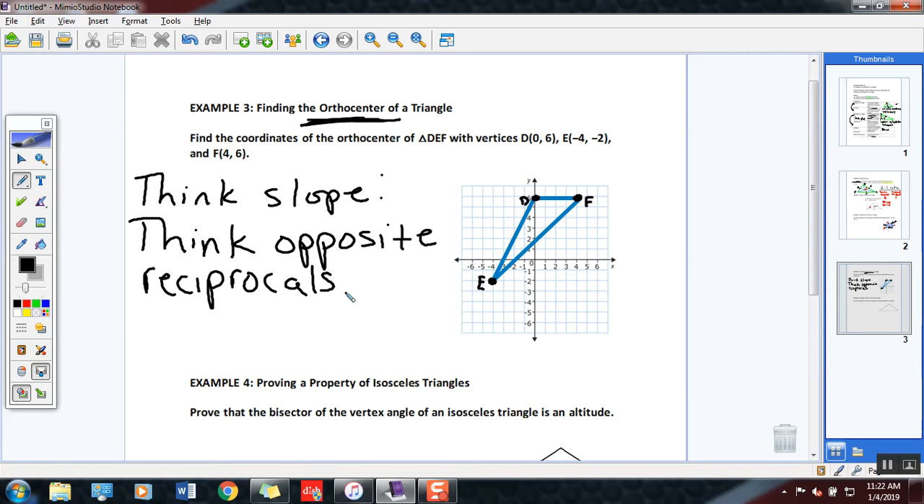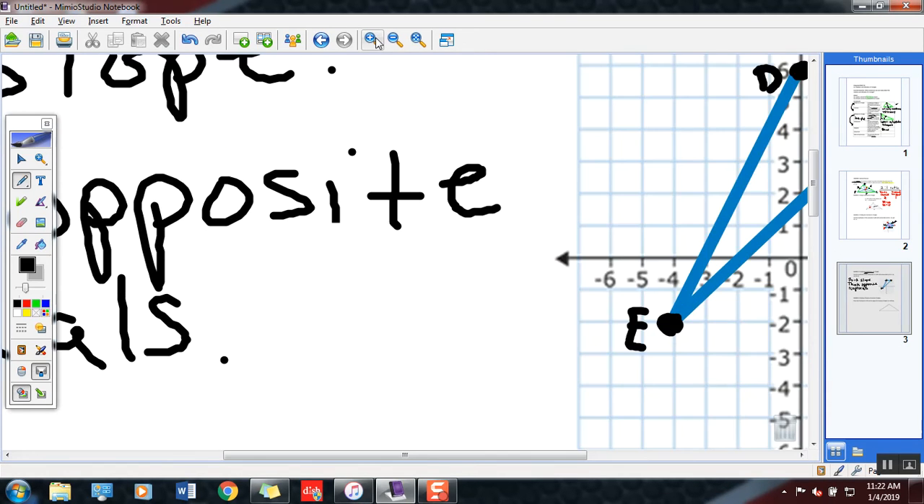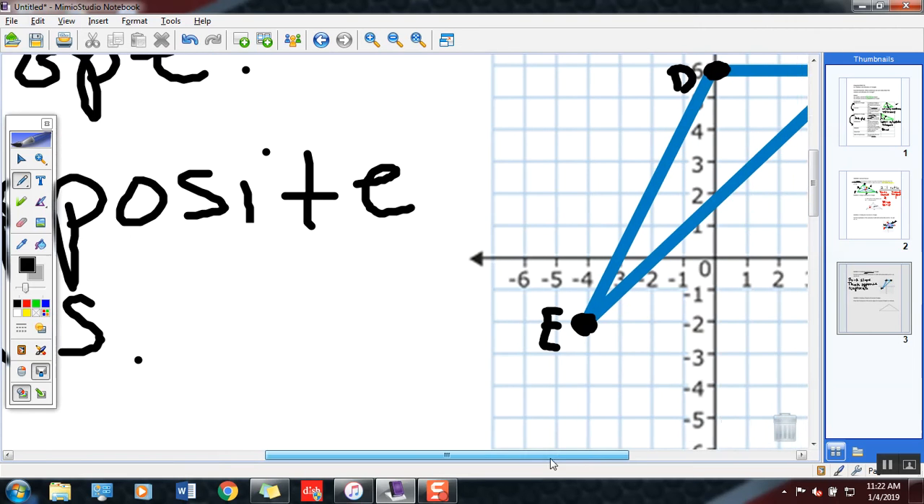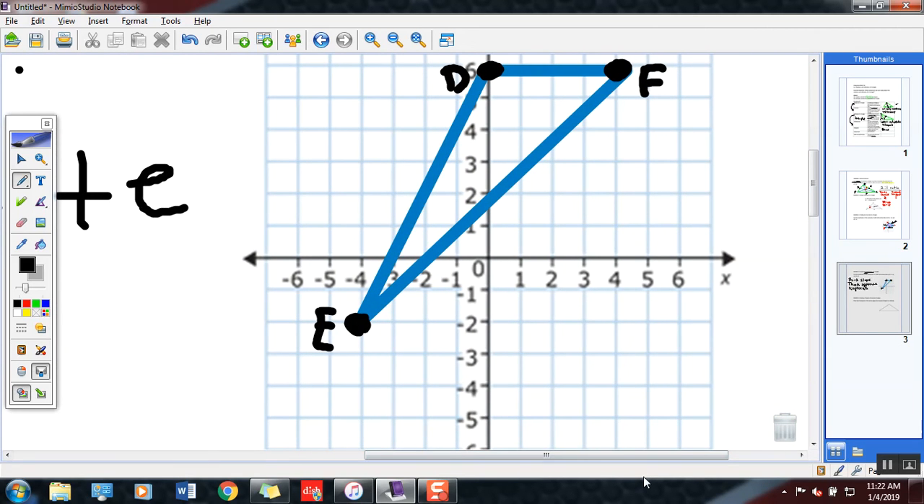Well, D is the first vertex listed in the naming of our triangle, right? So let's go from D to the opposite side and we'll go perpendicular. So, kids, here's what we need to look at. We're going to start here at D, and we're going to draw an altitude from D to the opposite side.